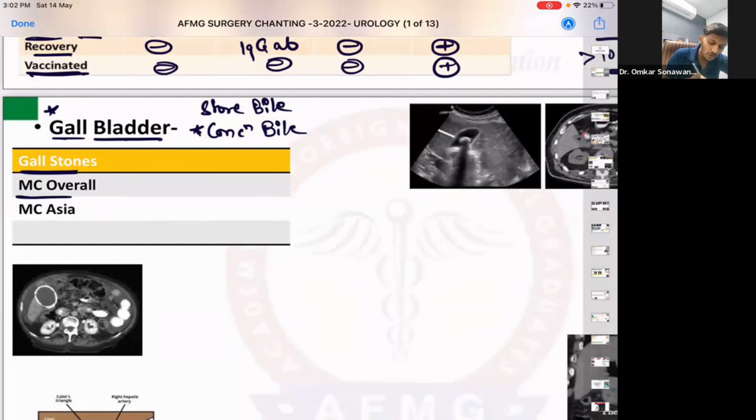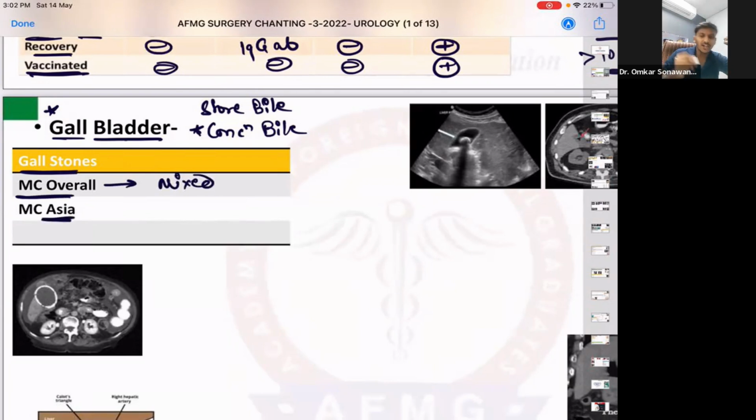Please tell me which are the most common gallstones overall. Very good. The most common gallstones overall are mixed gallstones.